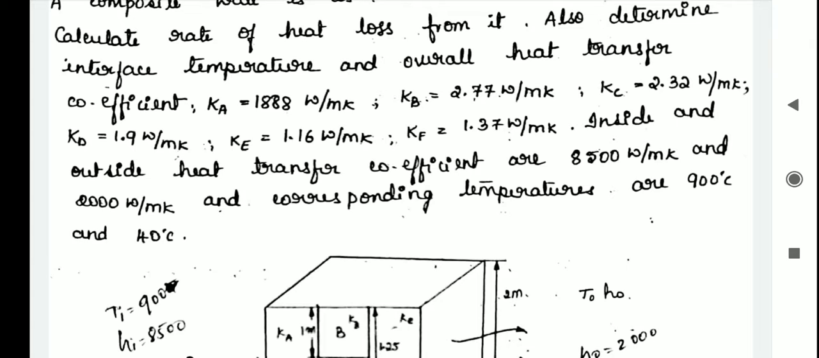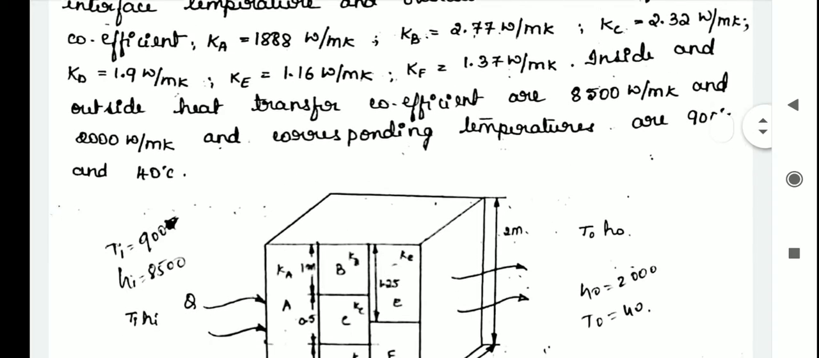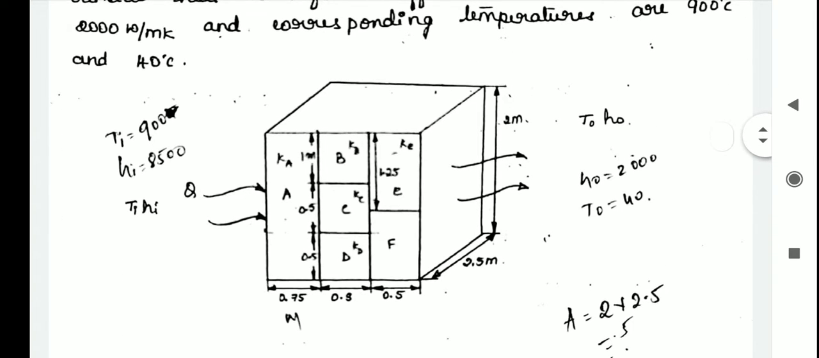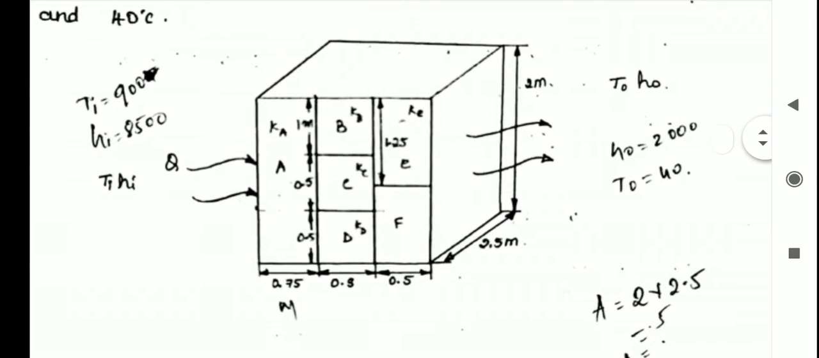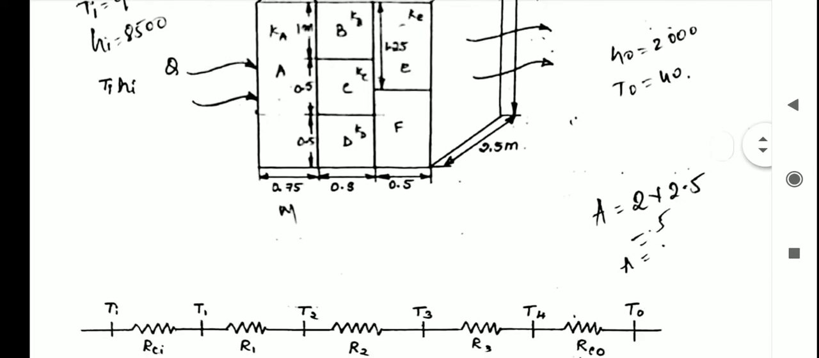And inside and outside heat transfer coefficients are 8500 watt per meter Kelvin and 2000 watt per meter Kelvin, and the corresponding temperatures are 900 degree Celsius and 40 degree Celsius. This is the problem. This is the diagram. Here Ti is given, Hi is given, that is 900 and 8500 respectively, and T out is 40 degree and H out is 2000.